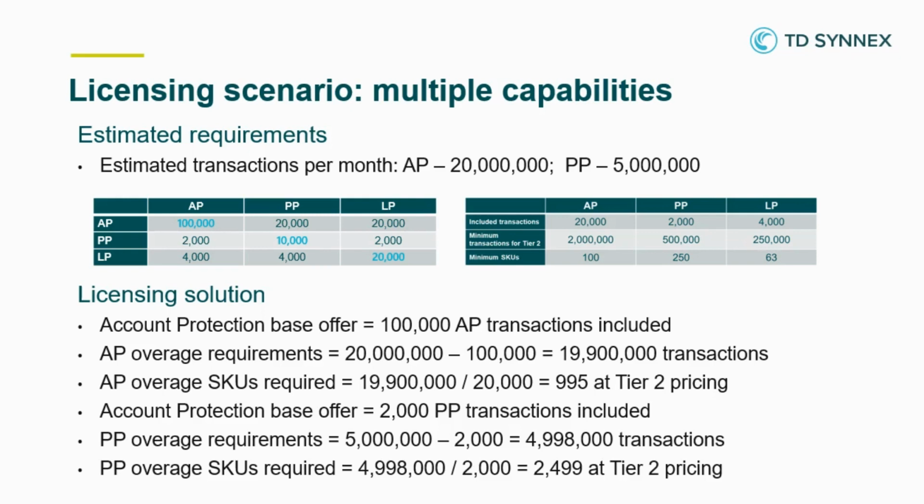So the total cost for this imaginary customer is the account protection base offer plus the overage SKUs required for the account protection transactions and the overage SKUs for the purchase protection transactions. And a question which may occur to you is, does it make any difference if we take the purchase protection base offer rather than the account protection base offer? I won't go through all the maths with you, but what it boils down to is that you would have slightly different numbers of overage SKUs, but the end monthly price would be exactly the same.